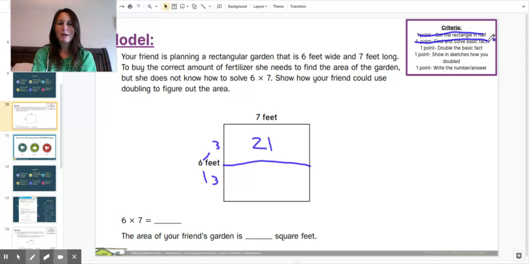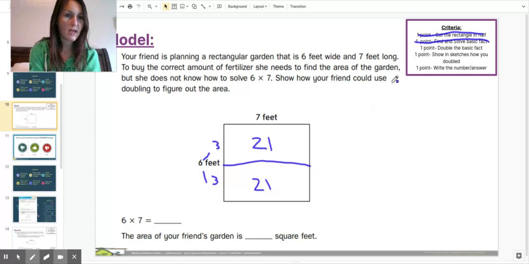Now, what would be my next step? If I know that 3 times 7 is 21, what should I do next? Right, I should double that. If this is 21, then I know 3 times 7 here is also going to be 21. So I'm going to go ahead and cross that step out. Now, the next step says, show in sketches how you doubled. Well, that's what I just did. I cut it in half. I showed how I doubled.